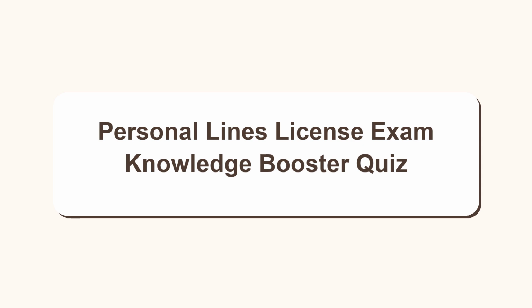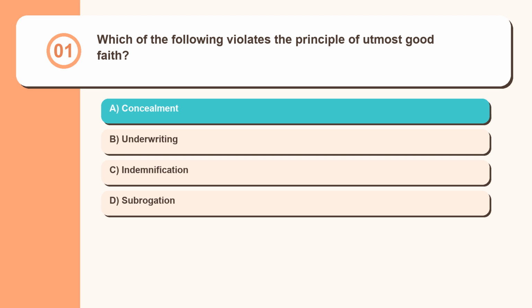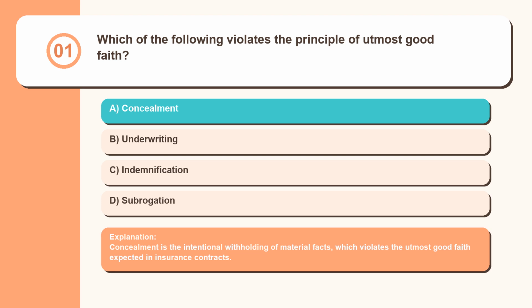Personal Lines License Exam Knowledge Booster Quiz. Question 1. Which of the following violates the principle of utmost good faith? Concealment, underwriting, indemnification, subrogation. Concealment is the intentional withholding of material facts, which violates the utmost good faith expected in insurance contracts.